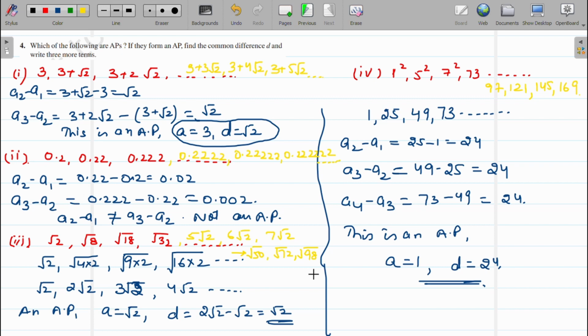Okay students, this was just the introduction of arithmetic progressions. We'll go on with the nth term formula and the sum formula in the next video.